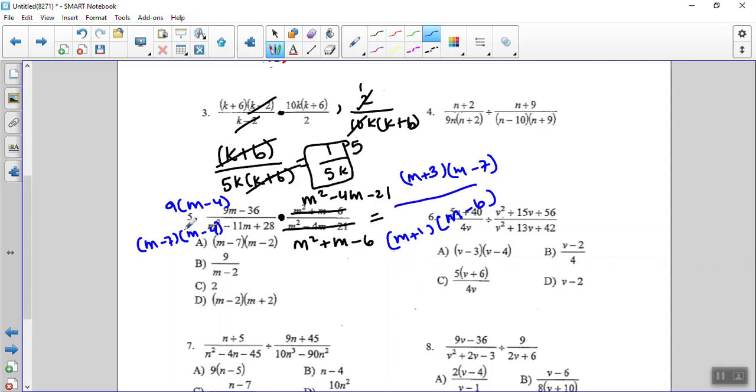Now we're going to reduce them. We're going to take out all the same factors. So m minus 4, m minus 4, m minus 7, m minus 7. What else? I think that's it. So you have 9 m plus 3 over m plus 1. I don't see that answer in here.